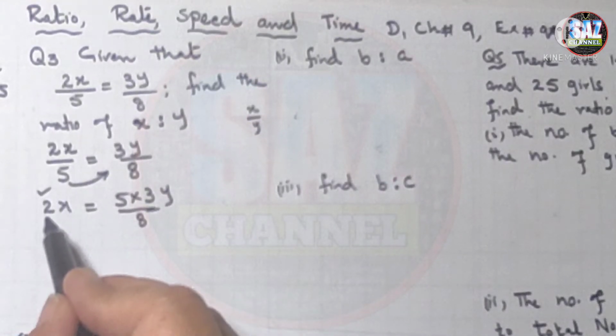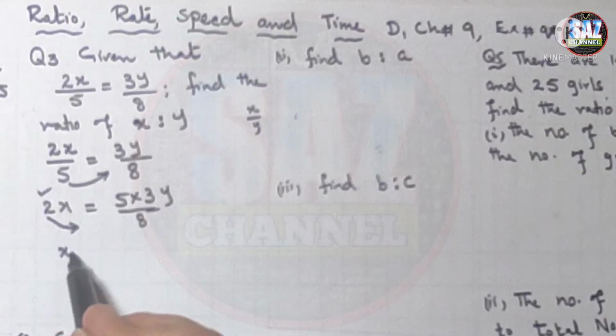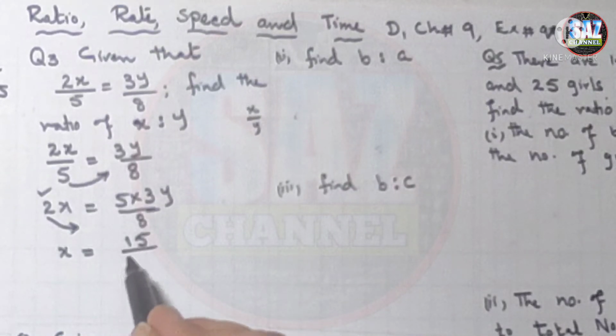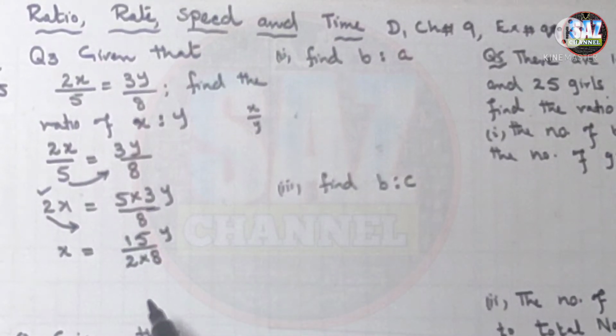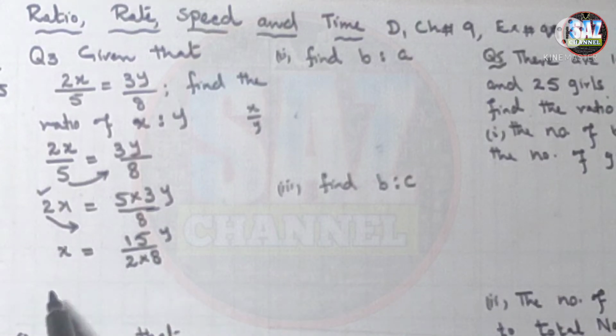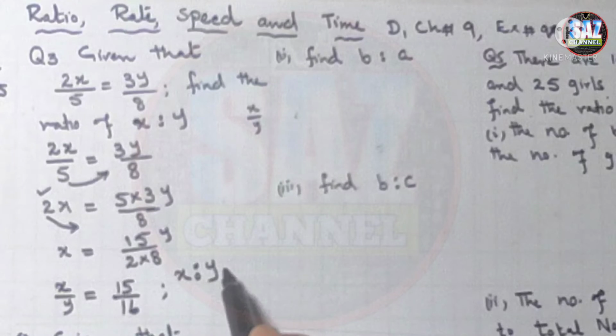One more move, that 2 is multiplied with x. I need the coefficient of x to be 1, so I have to shift 2 to the other side. This will become 15 divided by 2 multiplied by 8 and y. Now look, we are closer to our answer. We need y in the denominator. Y is multiplied over here, so x over y equals 15 over 16, and as we have to give our answer in ratio form, x ratio y will be equal to 15 ratio 16.